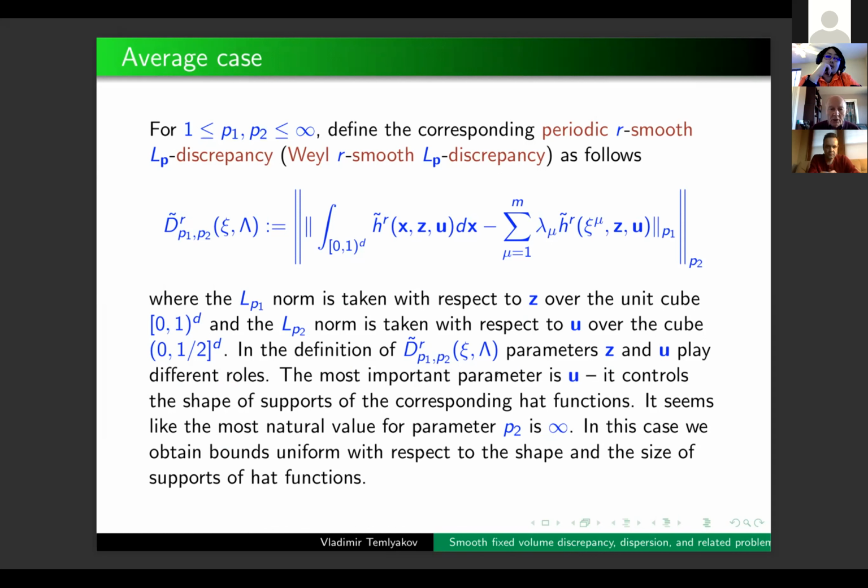And as I write here, it is kind of clear that for p2, the value infinity is the more interesting, because this is just the supremum. It would guarantee this error bound for any smooth function independently of the shape of the support. So in that sense, it's kind of more interesting. But now let's keep going.